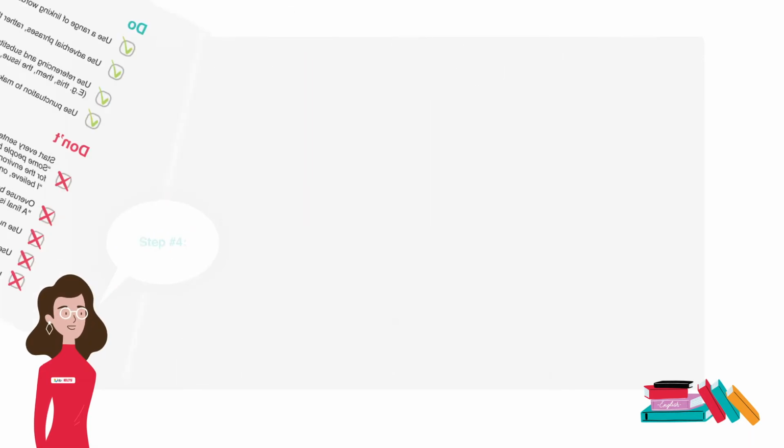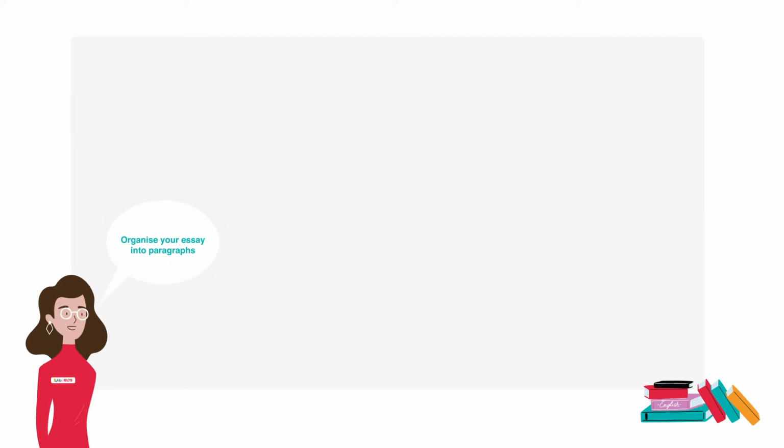Step 4. Organise your essay into paragraphs. Paragraphing shows that your essay is organised into parts. Each paragraph contains a clear topic that is developed. A paragraph must have a minimum of 2 sentences.